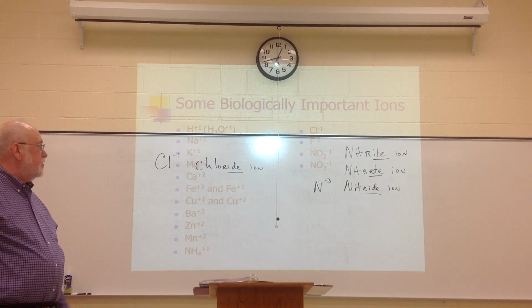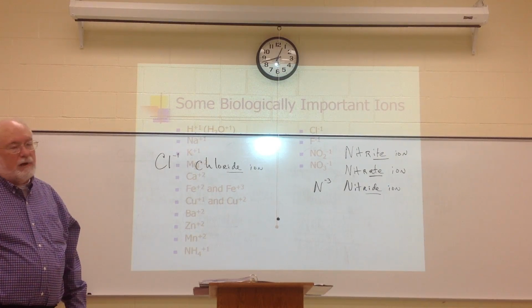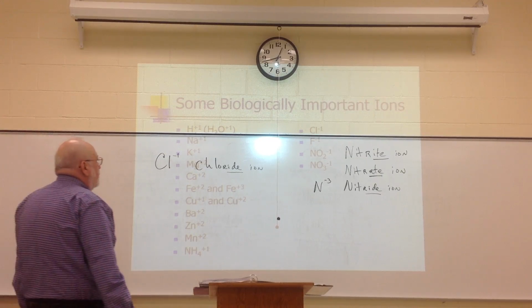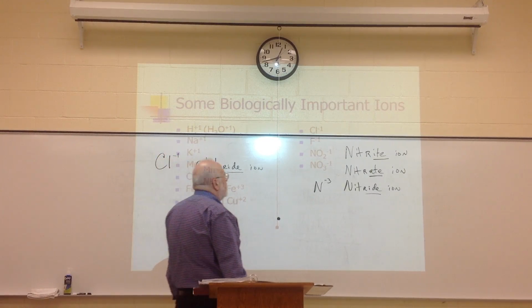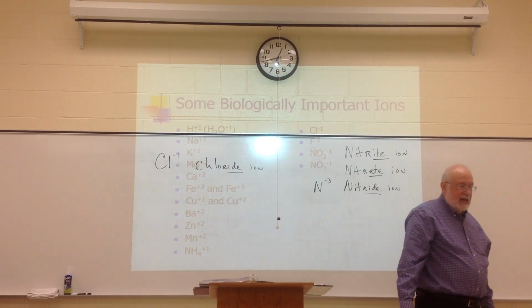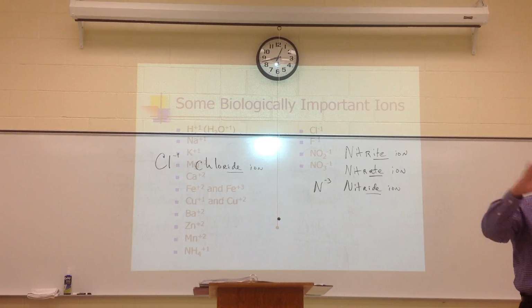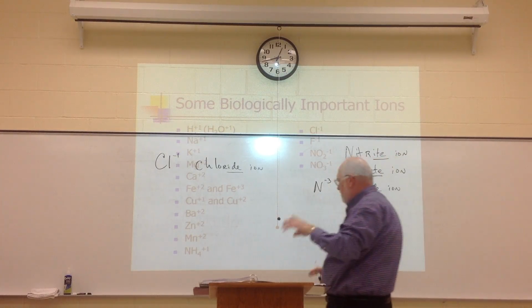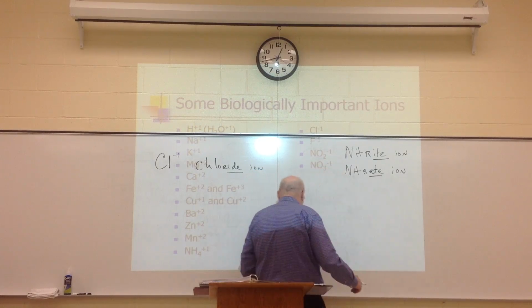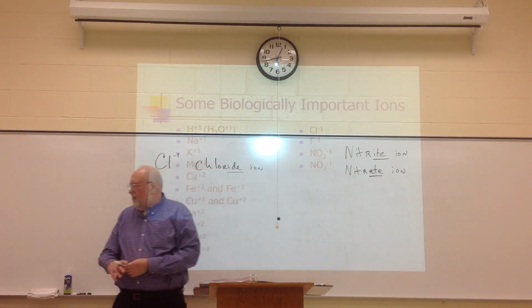Now the number of oxygens, well, it's always going to be 2 and 3. You just have to know that. But if there's one with fewer oxygens, it has the ITE suffix. The one with more oxygens has the ATE. And if you go above and beyond that, or below that, there's another thing, but we're not going to worry about that today. All right. Well, let's just continue on.